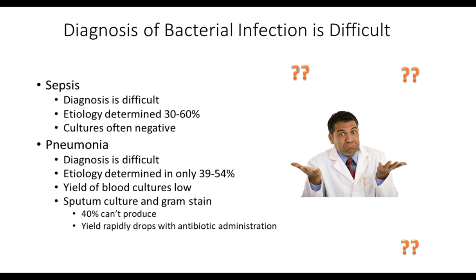Blood cultures have a really low yield, so low that the recent CAP guidelines suggested that they be abandoned except in severe CAP. Similarly, sputum culture and gram stain. A lot of people can't produce it. And then once you start antibiotics, it rapidly clears, and we can't detect a lot of the pathogens. So it actually is really hard to diagnose bacterial infections.